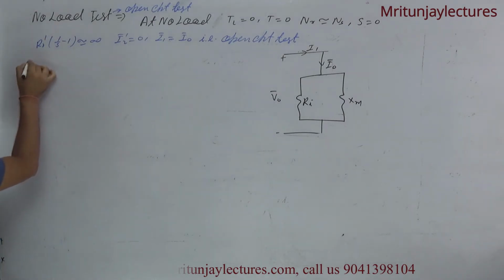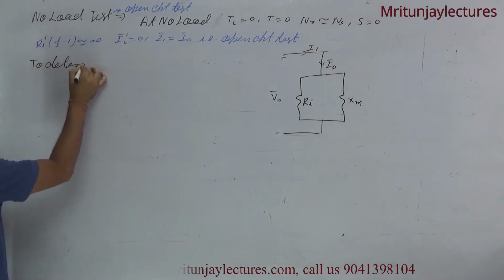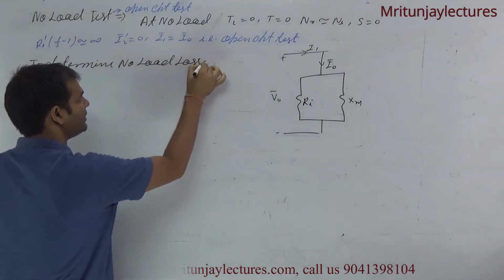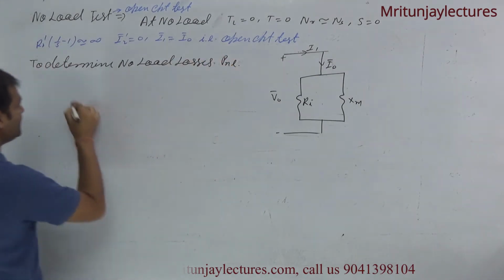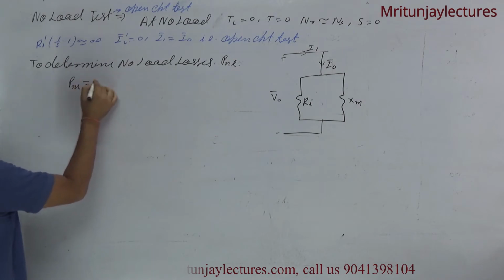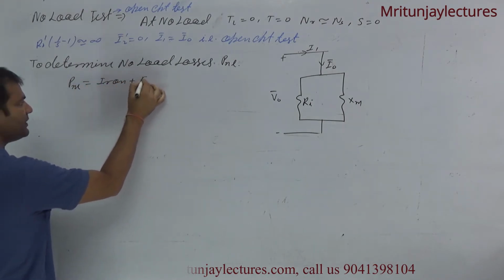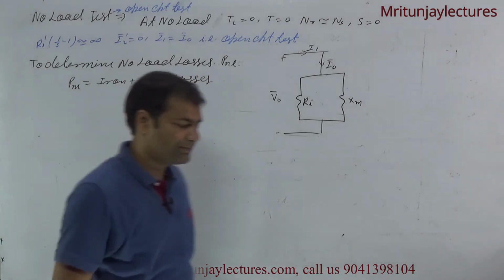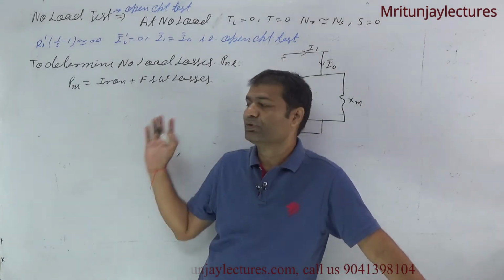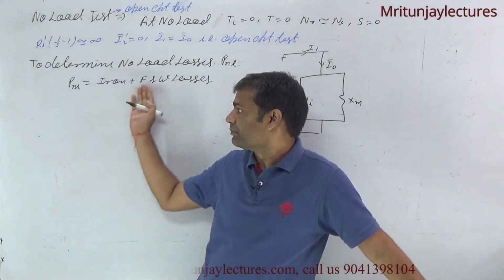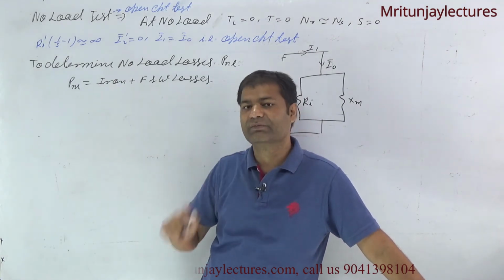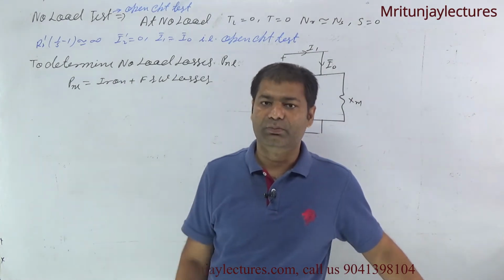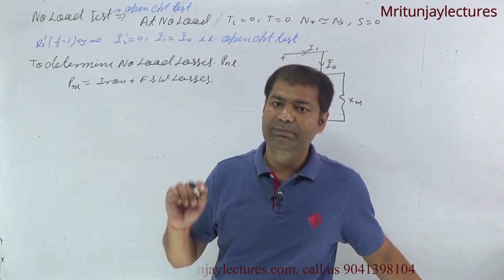At no load, to determine the no load losses, that is NL, this no load loss is equal to iron loss plus friction and windage loss. Why? I know that in this condition at no load, the no load loss is equal to iron loss plus friction and windage loss. And why are friction and windage loss present here? Because the shaft is running freely, the motor is running freely, that's why friction and windage losses are present here.